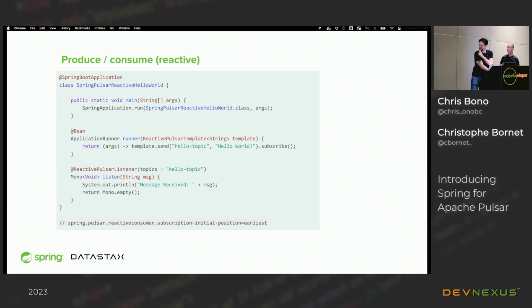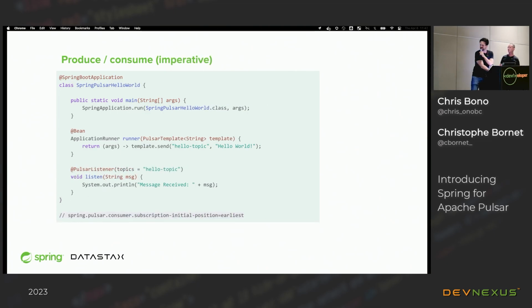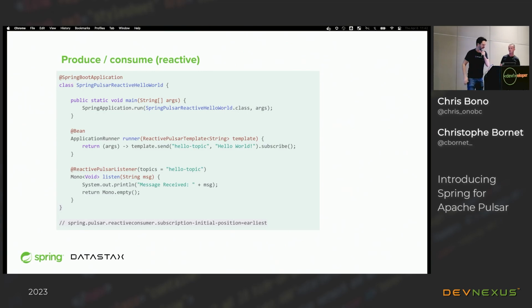For the reactive part, just showing that it looks really similar, except that now we have the reactive Pulsar template, the reactive Pulsar listener, and we have mono interfaces. We need to build the reactive part using the Reactor library.